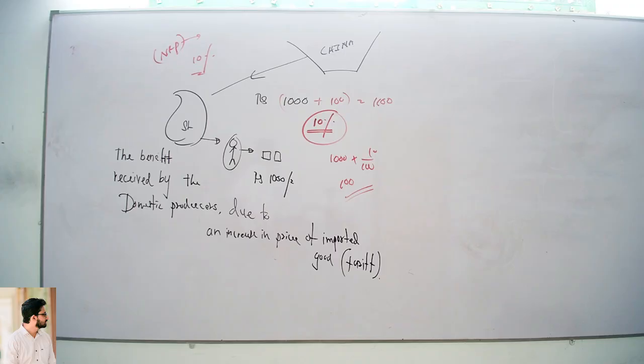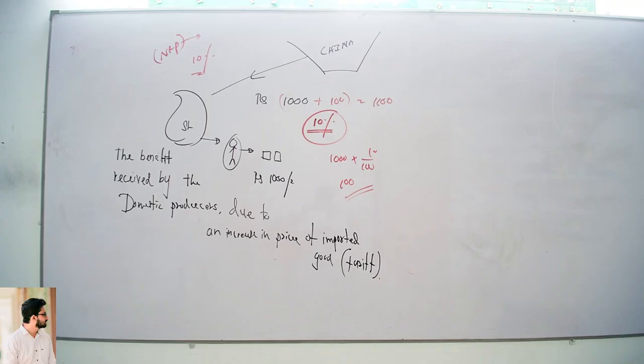Any doubt? Nominal rate of protection. You can write this down. Who gives this protection? The government. How does the government provide this protection to domestic producers? By imposing taxes on imported products.